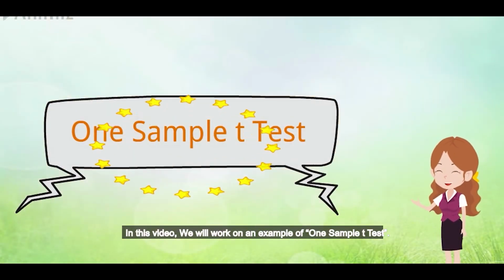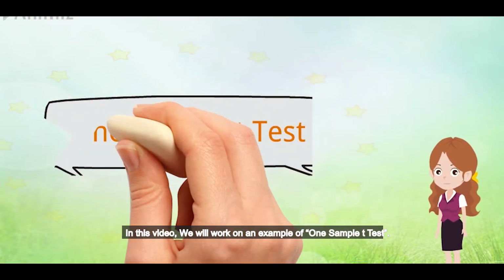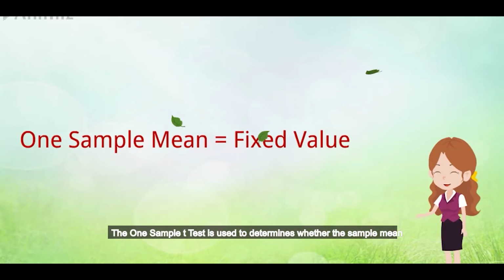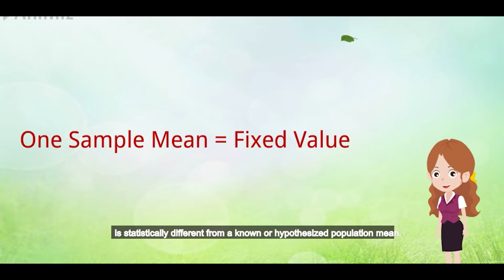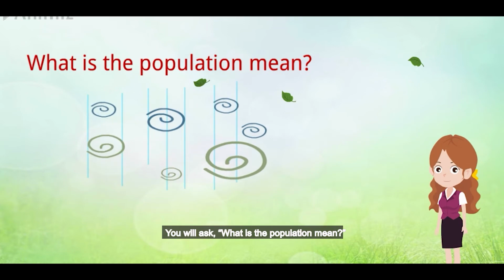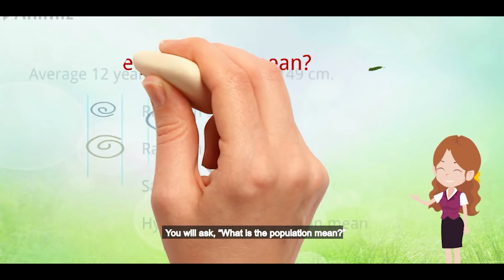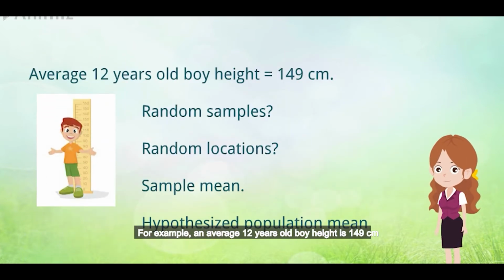In this video, we will work on an example of one-sample t-test. The one-sample t-test is used to determine whether the sample mean is statistically different from a known or hypothesized population mean. You will ask, what is population mean? For example, an average 12-year-old boy height is 149 cm.